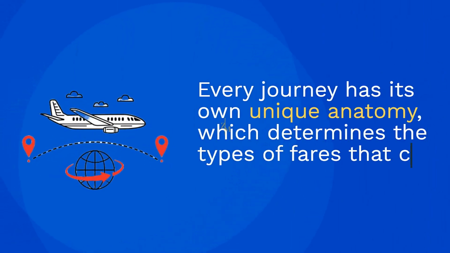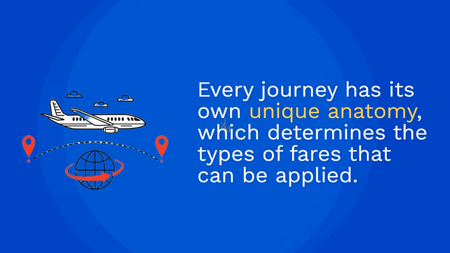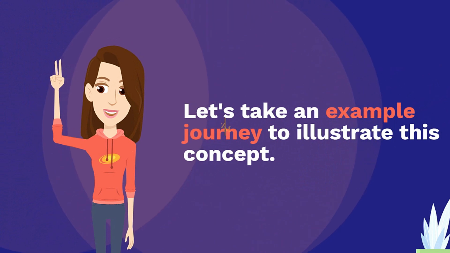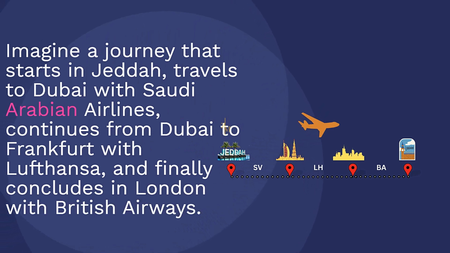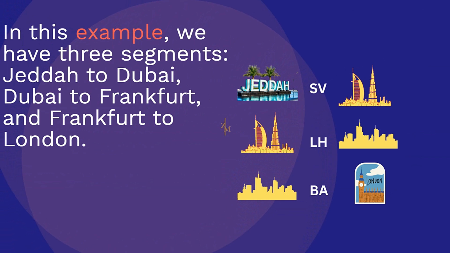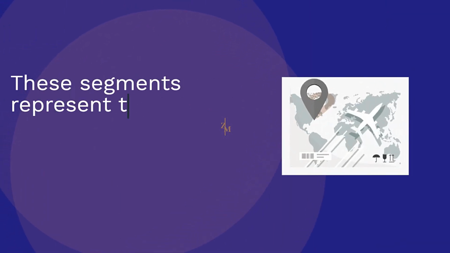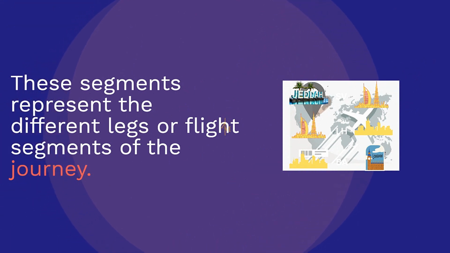Every journey has its own unique anatomy, which determines the types of fares that can be applied. Let's take an example journey to illustrate this concept. Imagine a journey that starts in Jeddah, travels to Dubai with Saudi Arabian Airlines, continues from Dubai to Frankfurt with Lufthansa, and finally concludes in London with British Airways. In this example, we have three segments: Jeddah to Dubai, Dubai to Frankfurt, and Frankfurt to London. These segments represent the different legs or flight segments of the journey.